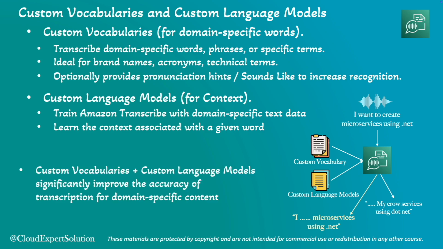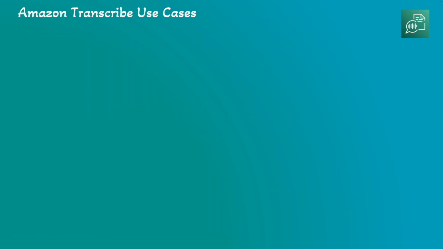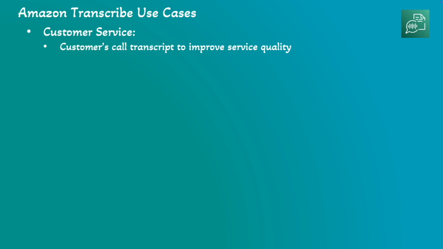By using custom vocabularies and custom language models, we can significantly improve the accuracy of transcription for domain-specific content. These features allow us to tailor Amazon Transcribe to better understand and process specialized terms and context. In terms of use cases, Amazon Transcribe can be used in various scenarios like customer service. It can automate the transcription of customer calls to improve service quality and agent training.